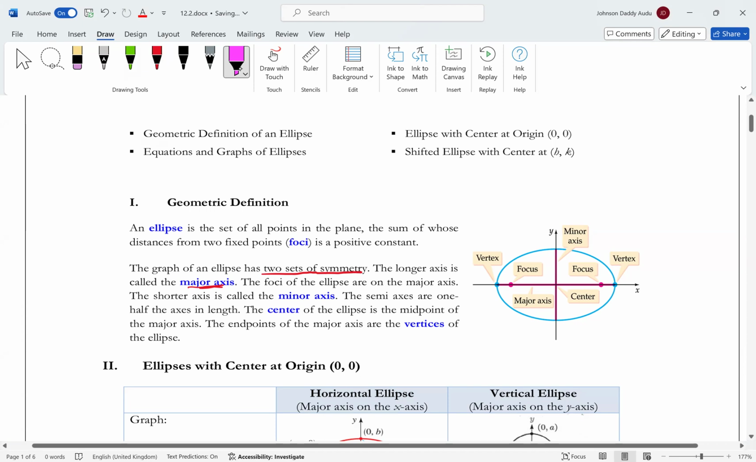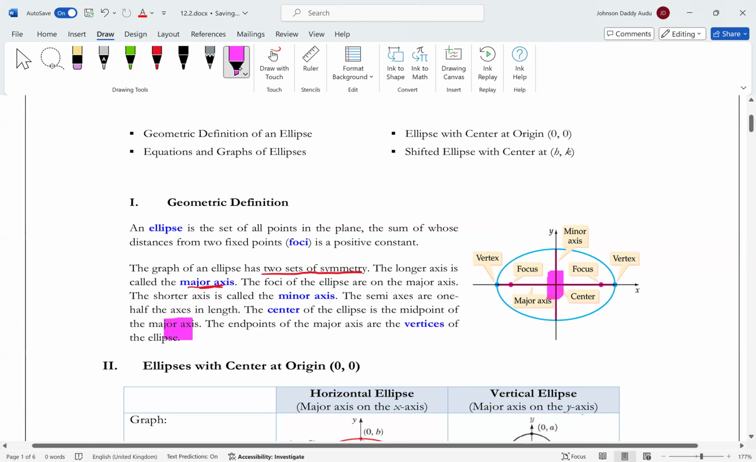So that is about the axes of symmetry. We have two axes of symmetry. The longer one is called the major axis, and the smallest one is called the minor axis. Then there is what we call the center of an ellipse. The center of an ellipse is usually the midpoint of the major axis. So once you've identified the major axis, which is the longest axis, then you take the midpoint. For example, this is the midpoint of the major axis, because the major axis is the x-axis. So that becomes the center.